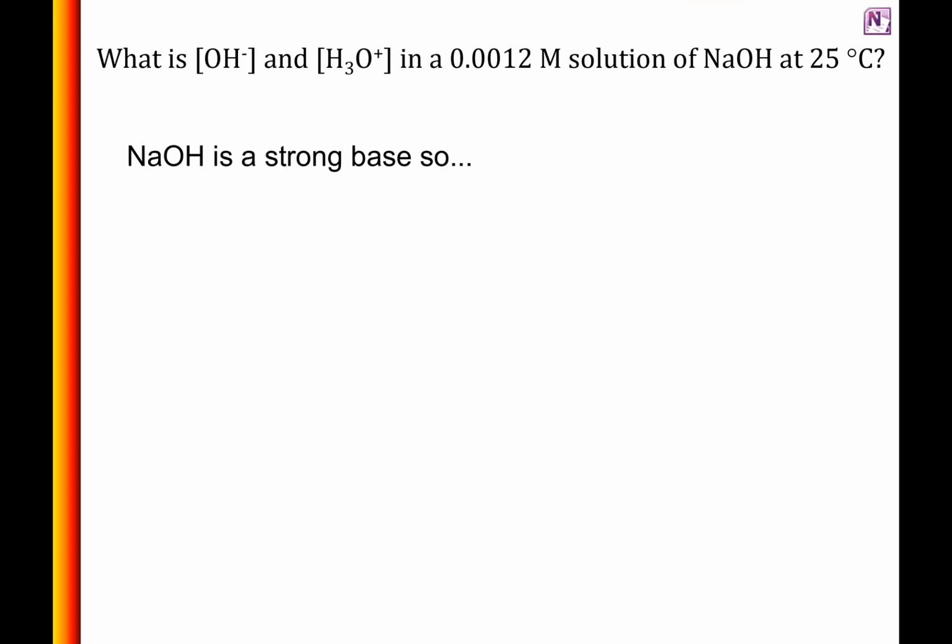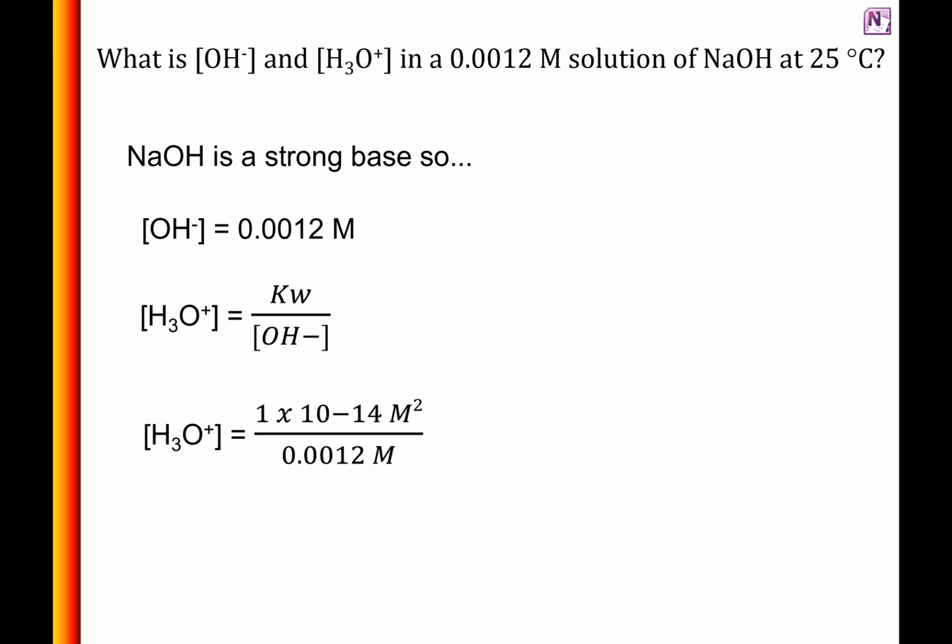Okay, so let's take a look at this. The first thing, we know that sodium hydroxide is a strong base. I think I said strong acid before. I meant a strong base. So sodium hydroxide is a strong base, which means the concentration of OH minus will be equal to the concentration of sodium hydroxide that we put in solution, since it will completely dissociate. Remember that the concentration of H3O plus will be equal to Kw over OH minus.